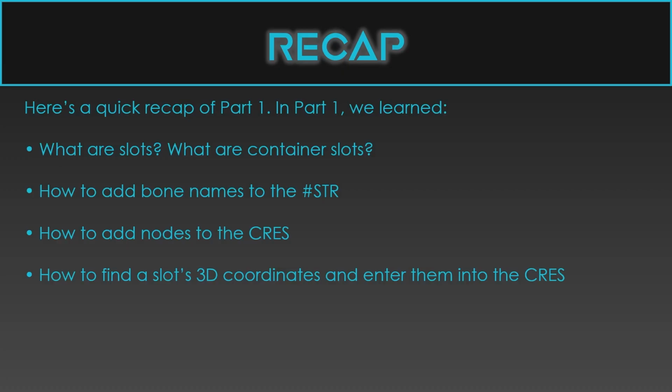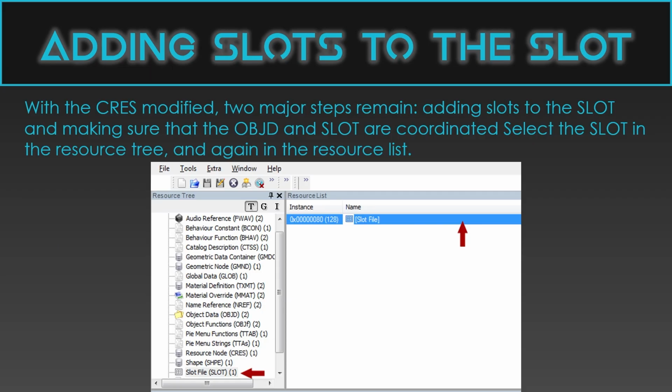In last week's workshop, we learned what slots are, and what container slots are specifically. We learned how to add bone names to the STR, how to add nodes to the CRST, and how to find a slot's 3D coordinates and enter them into the CRST. This week we'll be adding slots to the slot resource.